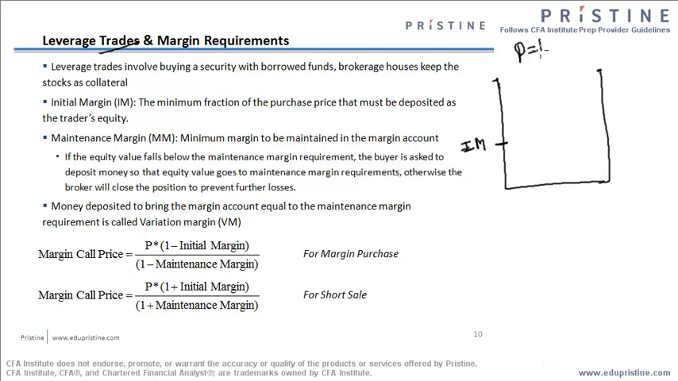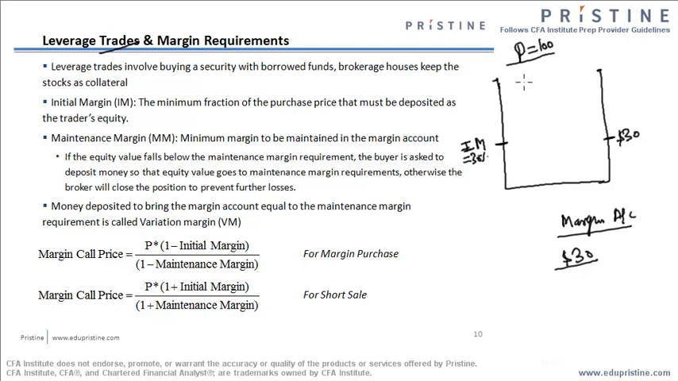So suppose the price is $100, and the initial margin is 30%. So the initial margin in dollar terms becomes $30. This is the amount that you need to deposit with your broker whenever you enter into this trade, which is having a price of $100. Now this $30 is deposited in the broker's account, and that account is called the margin account. So at this particular moment, you have $30 in your margin account.